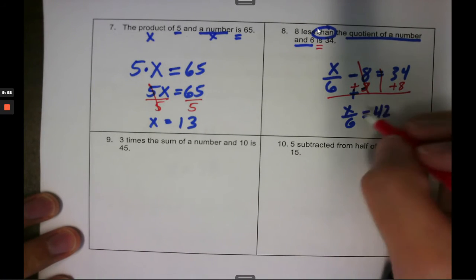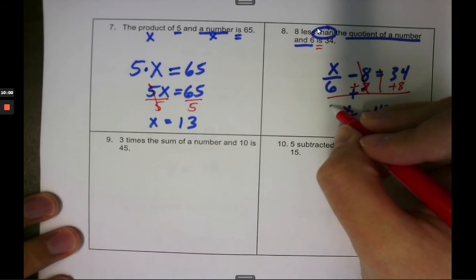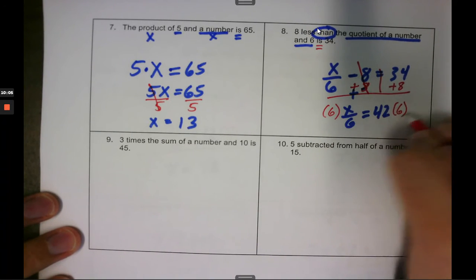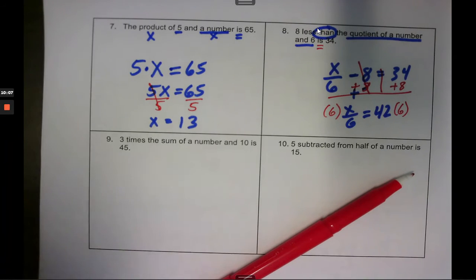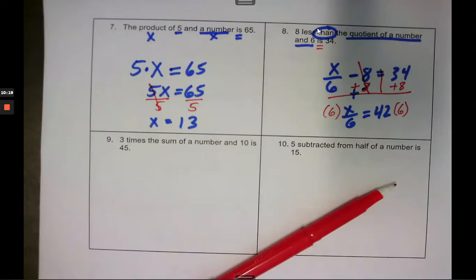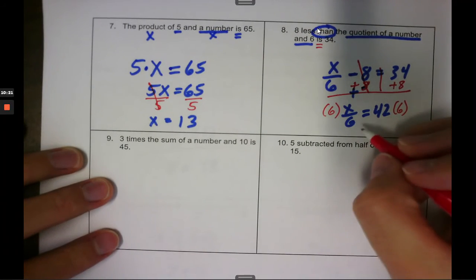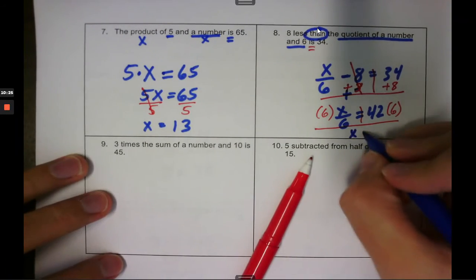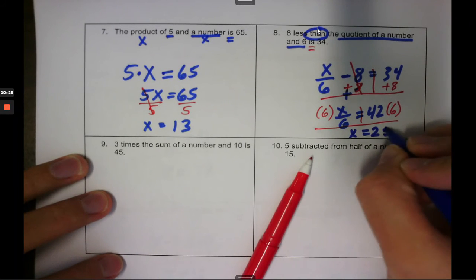And then to solve that, I would need to multiply both sides by 6. And to help me out with that, break out your handy dandy calculator and do 42 times 6. You have access to the calculator, so go for it. I'm using my phone, but you can use your calculator. And that would give me x equals 252.